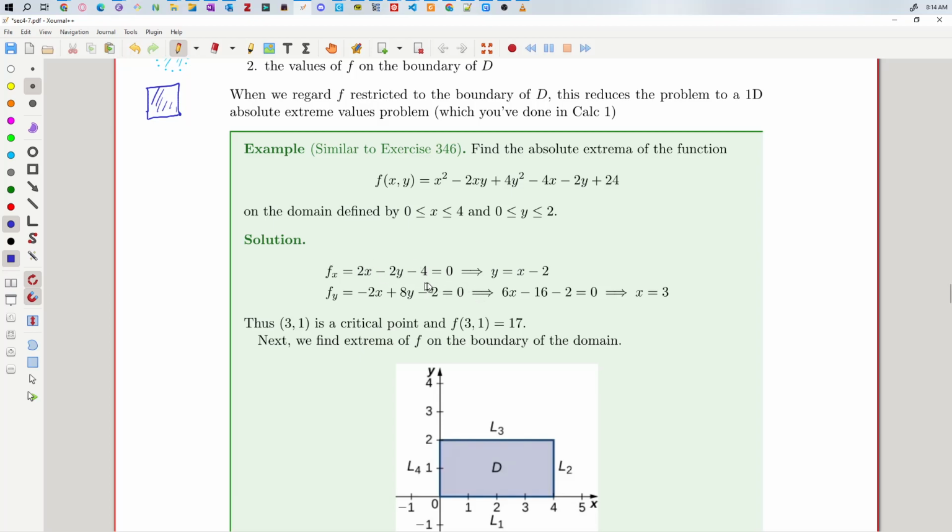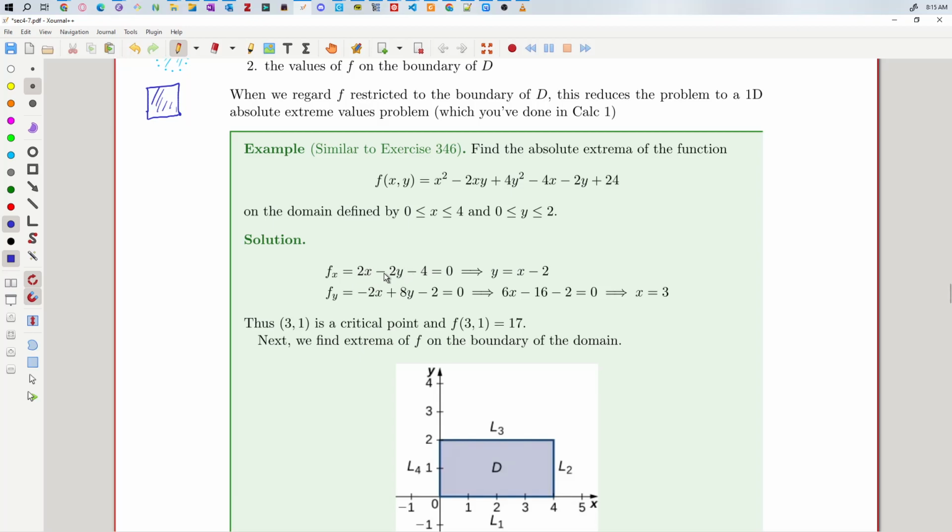So we're setting the gradient equal to 0, and we're solving. So f sub x would be 2x minus 2y minus 4, and f sub y is going to be minus 2x plus 8y minus 2. Then we set them equal to 0 and we solve. So I'm bringing the 4 over to the other side, dividing by 2. Is that what I'm doing?